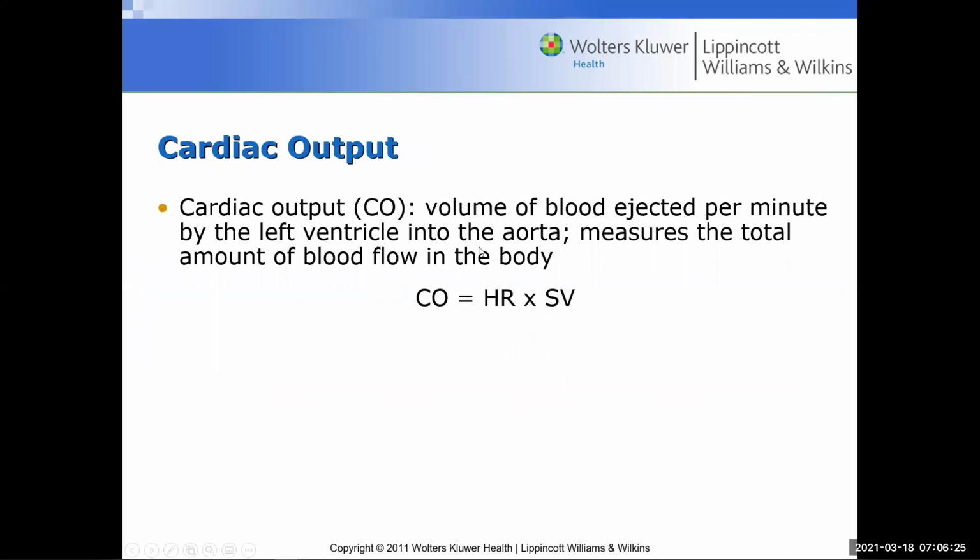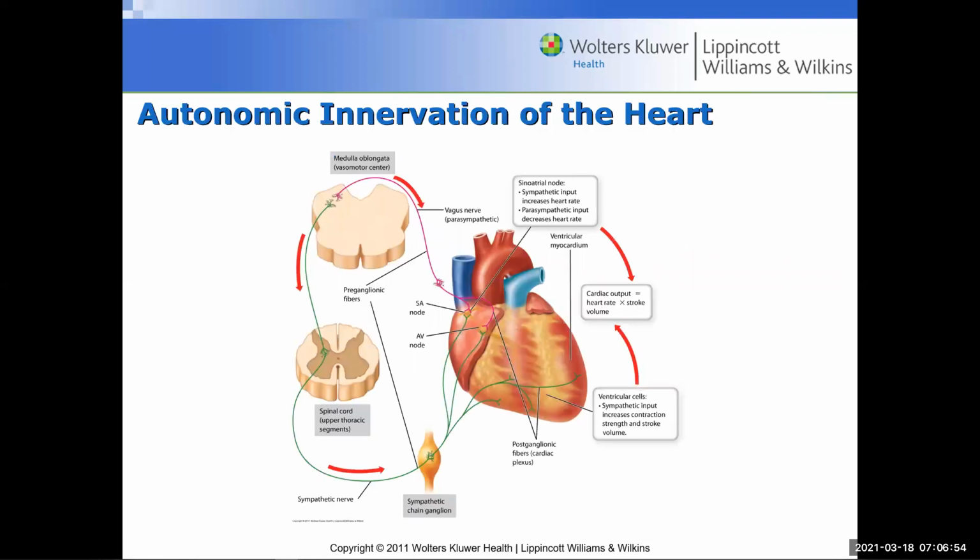The cardiac output is the volume of blood ejected per minute by the left ventricle into the aorta. It measures the total amount of blood flow in the body itself and is given by this formula: heart rate times the stroke volume. In a healthy person, the cardiac output is about 5 liters per minute. This means that the entire blood volume circulates through the body about once per minute. Output changes, of course, to meet changing demands.